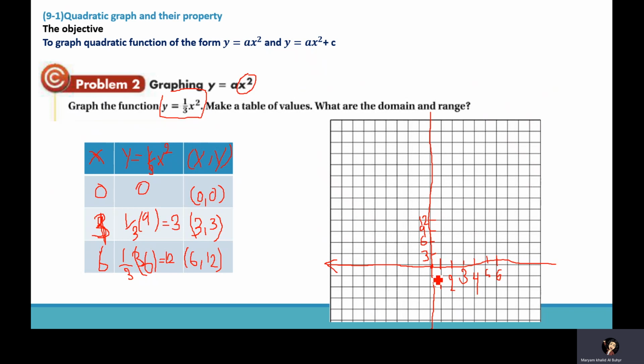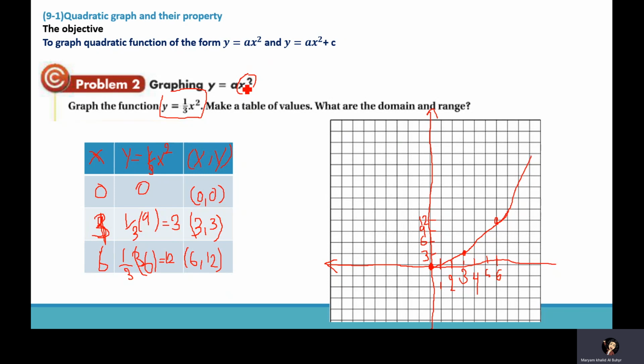Let's sketch these points. 0, 0 is here. Now, 3, 3 is here. 6 and 12, 6 and 12, is here. Now, this is my first side, which is going like that. Now reflect this one to the other side. So take this point and reflect it over the y-axis.